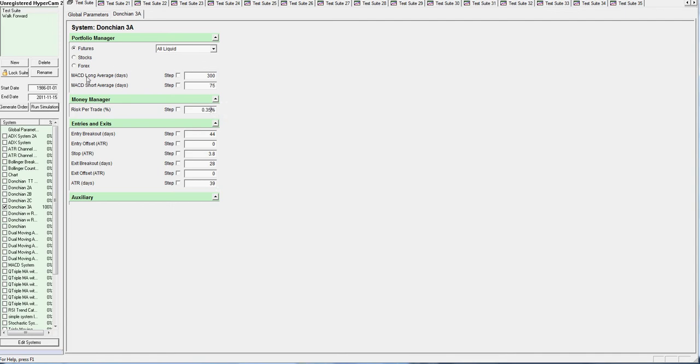And up here, this MACD is saying that the Dancian breakouts are going to need to be confirmed by the longer term trend. So as long as the 75-day moving average is above the 300-day moving average, then we can place a long trade when the 44-day breakout occurs. And the same way, if the 75-day moving average is below the 300-day moving average, then we can place a short trade on a 44-day low breakout.